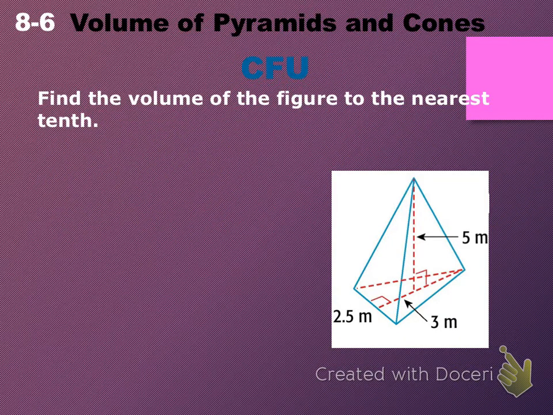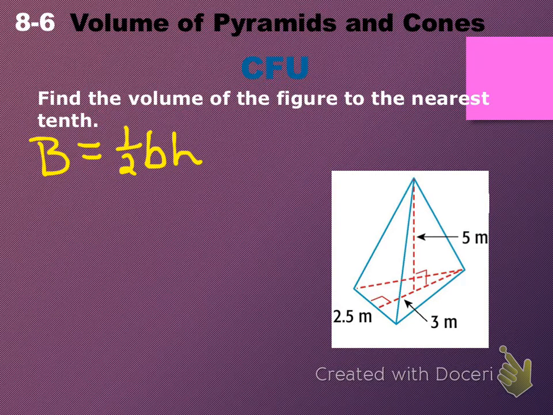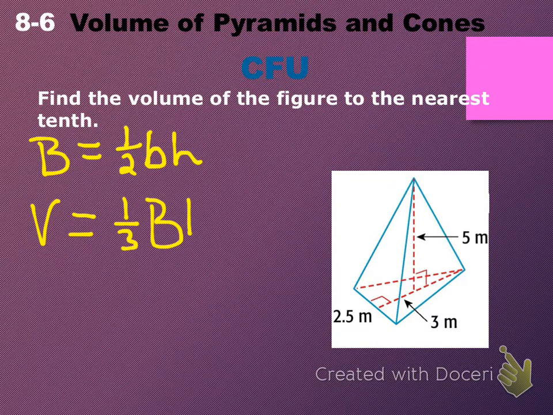So try this last one on your own, and make sure you pay attention that this is a triangular pyramid. So to find the area of the base, remember you need to find 1/2 the base of the triangle times the height. And then to find the volume, you will find 1/3 of that base times the height of the pyramid. So when you're done, bring it up to me to have it checked.